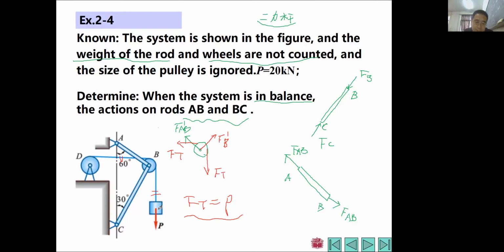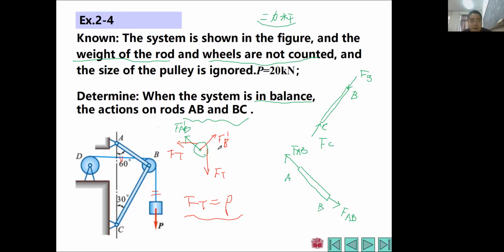You can just select this one as the object to study, because the whole system is in balance, so any part of the system will be in balance. So if here is a gravitational force P, then this FT must have the same magnitude, opposite direction, and be collinear with P. So FT will totally equal P, right? This is the force analysis of this pulley. Our task is to find the real magnitudes of FAB prime and FB prime.